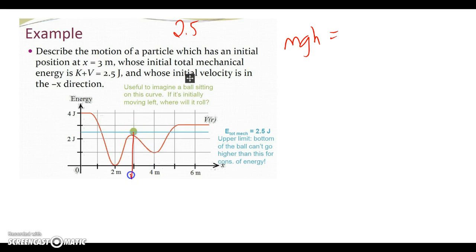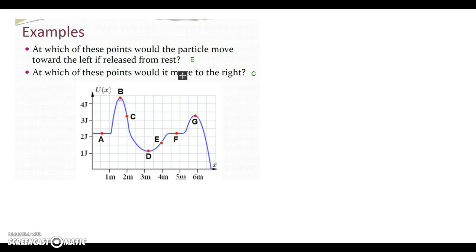Now, if he's sitting up here, you know, right now, his velocity is 0, isn't it? Okay, so his mgh is 2.5. You could actually figure out the mass, couldn't you? Because we know what gravity is. Well, we really don't know height, so I guess we don't know much. We could figure out m and h. But if his total is 2.5 as potential, it's never going to go higher than that, right? Because if it went higher than that, it would have more energy, and we know that the energy is conserved, right? It says, at which points would this particle move toward the left if released from rest?